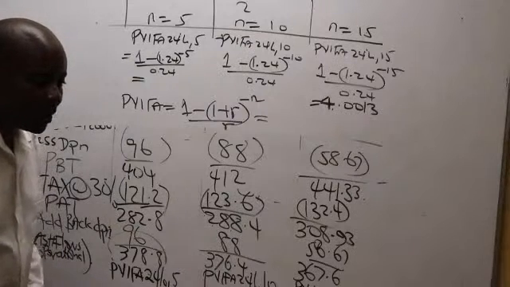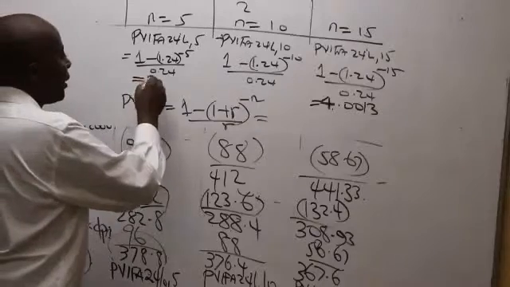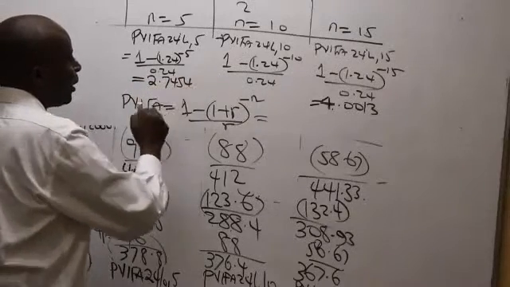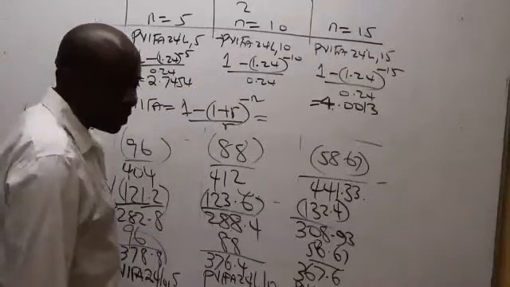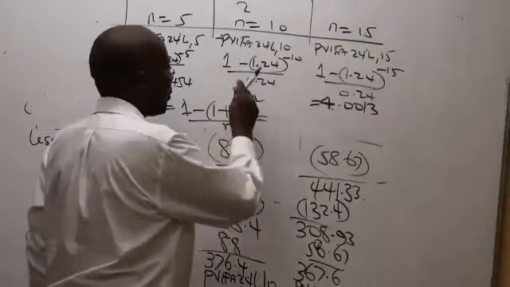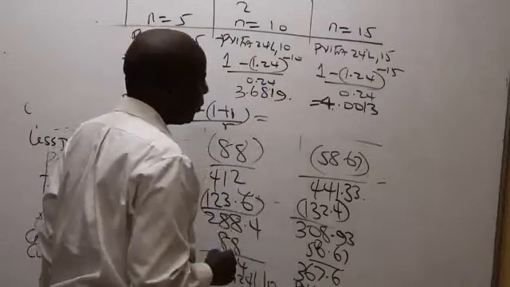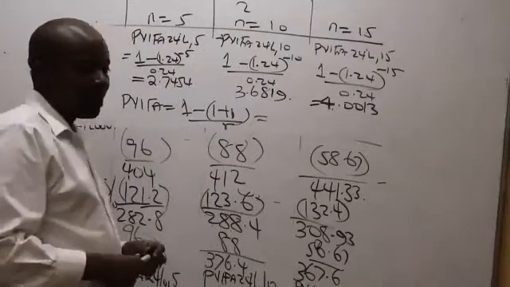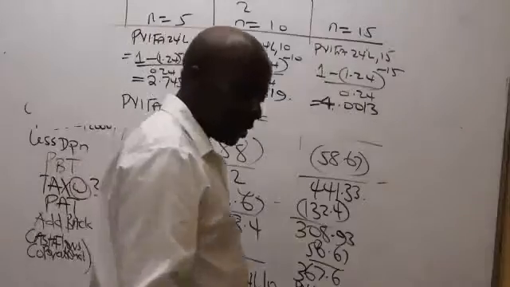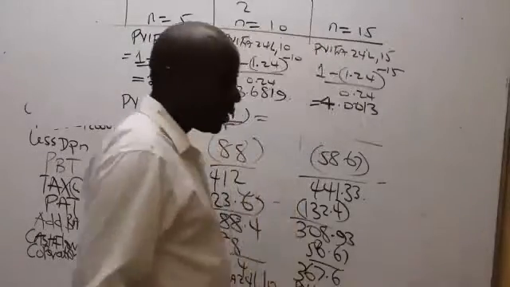Chelsea gives me 2.7454 here, 2.7454 there. And then the second one, this gentleman is telling me, is 3.6819. Thank you so much.